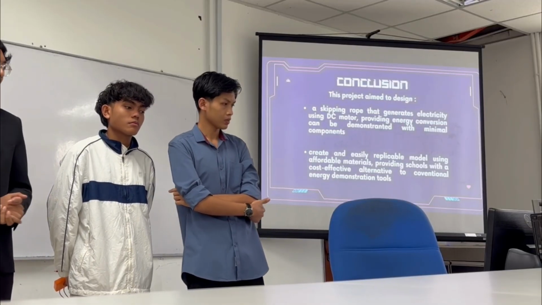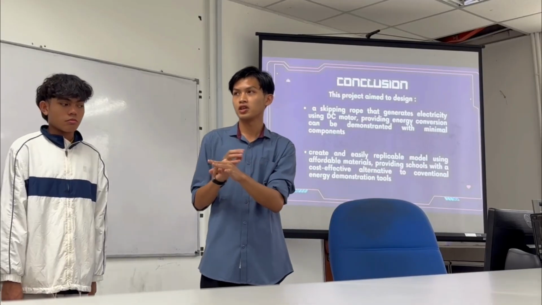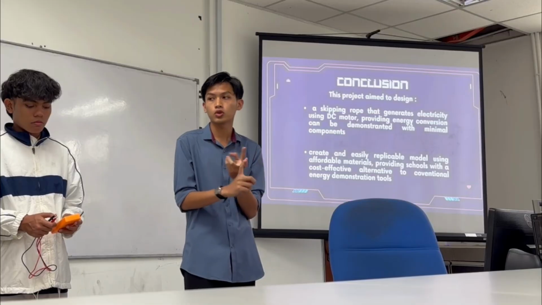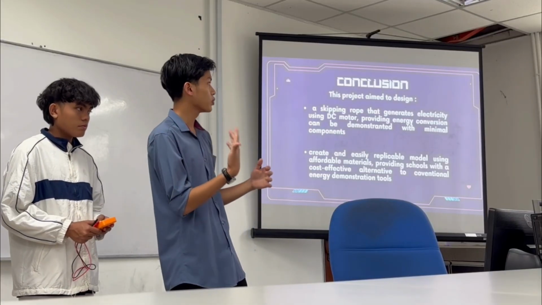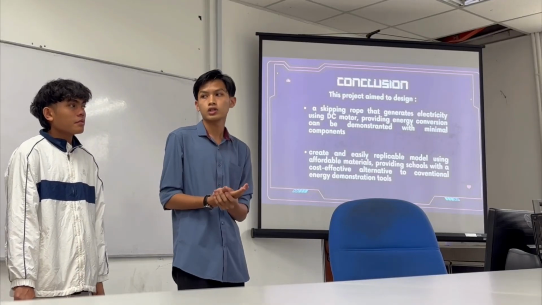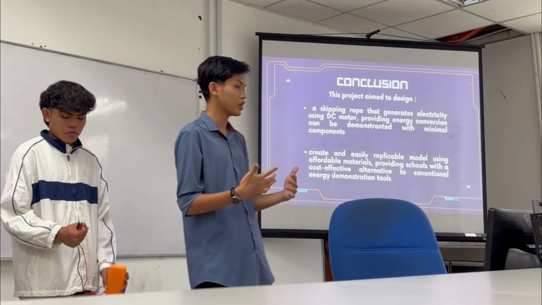In conclusion, a skipping rope that generates electricity using a DC motor, providing energy conversion, can be demonstrated with minimum components. We're just using three components here: skipping rope, DC motor, and multimeter for checking. So it's just a simple product with a minimum cost for us to demonstrate this kind of project to other people, especially on magnetic flux.